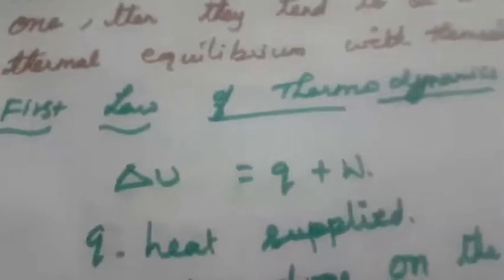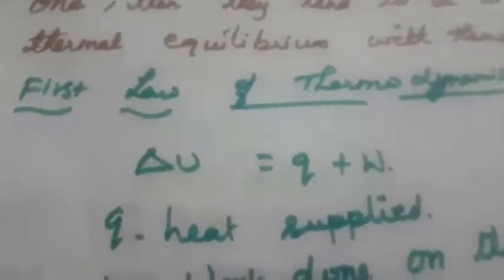Next we are going to see the first law of thermodynamics. What is the first law of thermodynamics? Everyone knows about the law of conservation of energy. Energy is neither created nor destroyed, but converted from one form to another form. This is the first law of thermodynamics, that is delta U is equal to Q plus W.